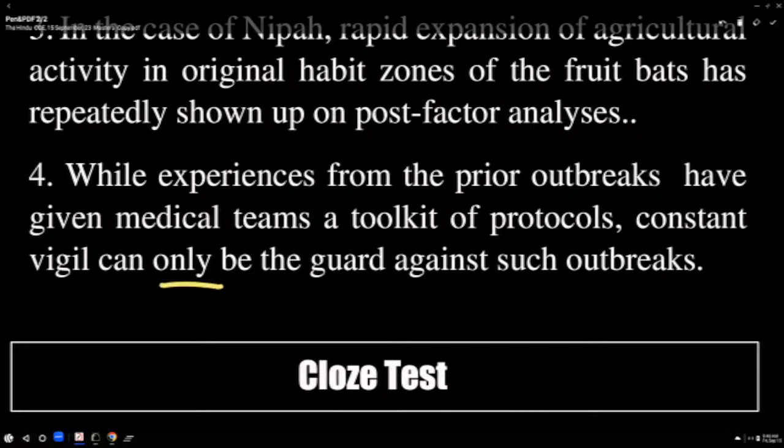I usually tell students, only has to be used before whatever it describes. And the common error: she has solved 2 problems only. Right or wrong? Wrong. She has solved only 2 problems. Based on that, here, constant vigil can only be, please strike off the word only, can be the only guard against such outbreaks.